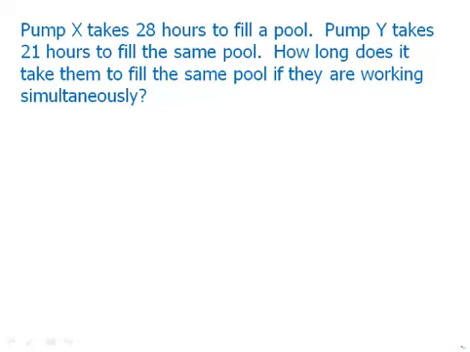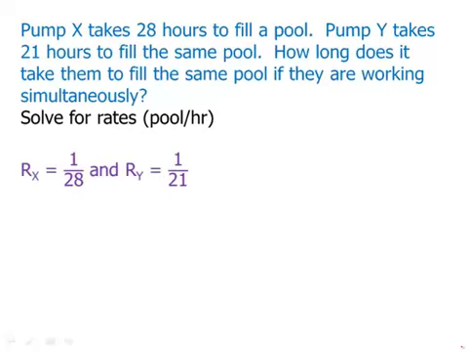Again, what we need to do is figure out the rates and then combine the rates. So here the rates are going to be in pool per hour. So we're talking about the same pool, that single pool, in how many hours. The rate of X working alone is 1 over 28, one pool over 28 hours, and Y working alone is 1/21, one pool in 21 hours.